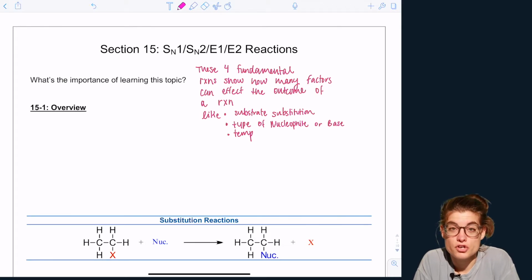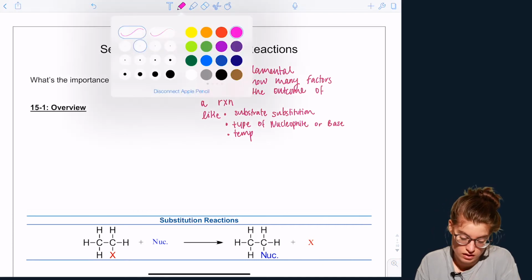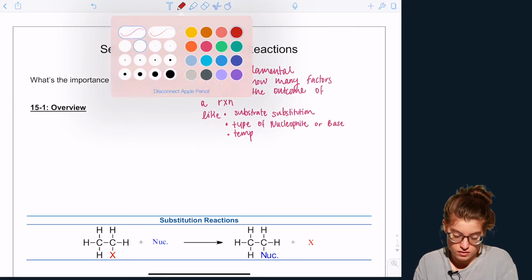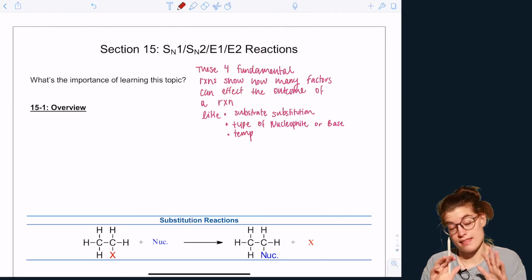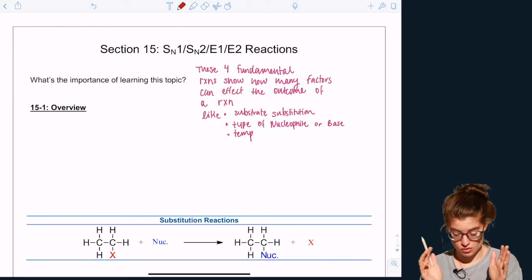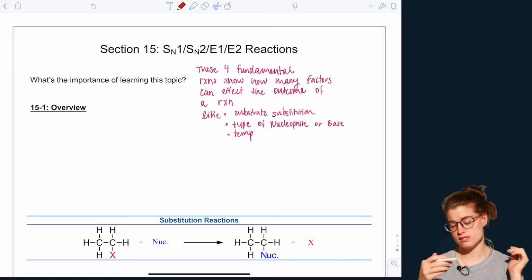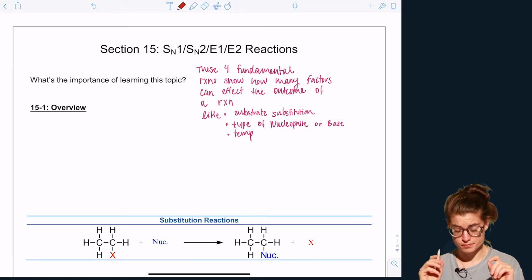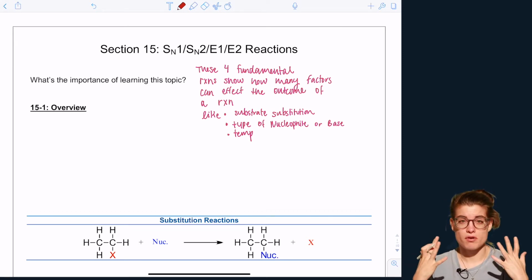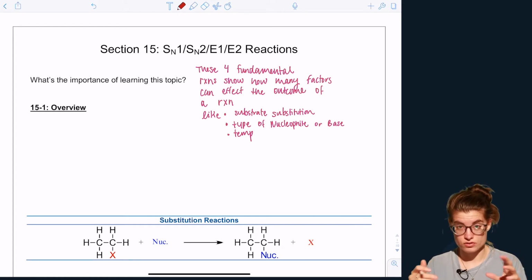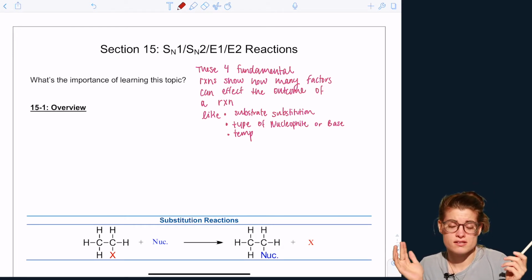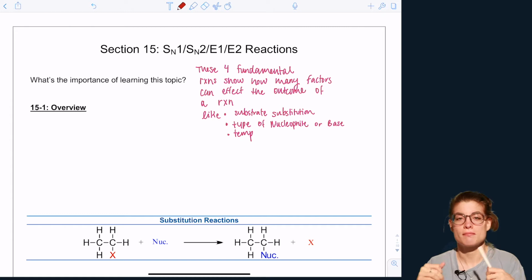So this is the first video covering section 15. In this section, we're going to be going over SN1, SN2, E1, E2 reactions. This is probably going to be multiple videos, and I have no idea how long this is going to take, because I'm going to take my time because I want to make sure that you understand everything.